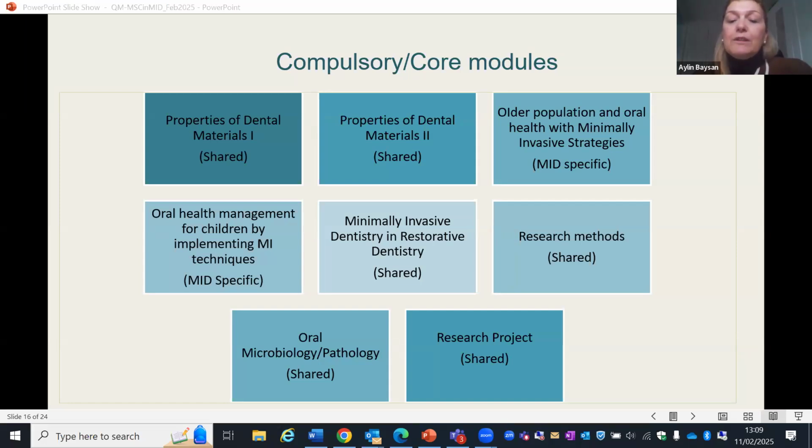So research methods, this is shared. You have the FRM module, and you will have lots of colleagues from all the other programs within the Institute of Dentistry, which is nice. So sometimes you don't feel isolated, or if you want to feel isolated. So it is all inclusive. It's for everyone, this program. And then oral microbiology and pathology, again shared, and the research project.